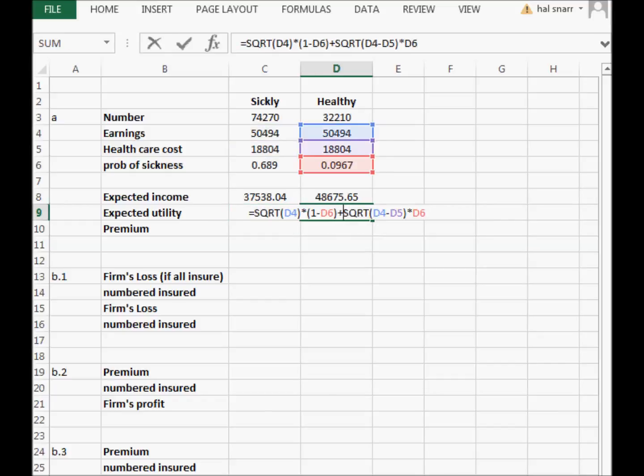So over here, the probability of not getting sick is 1 minus the probability of getting sick, 0.0967. We multiply that by the square root of just earnings. On this side over here, we have the square root of earnings minus the cost of getting better times the probability of being sick. I'm going to copy these into Cengage now.